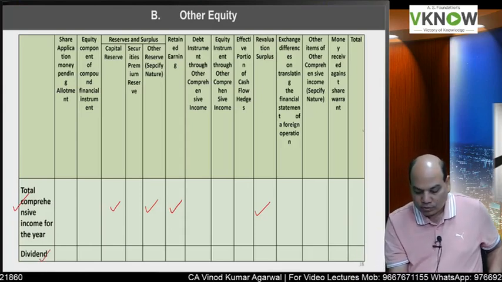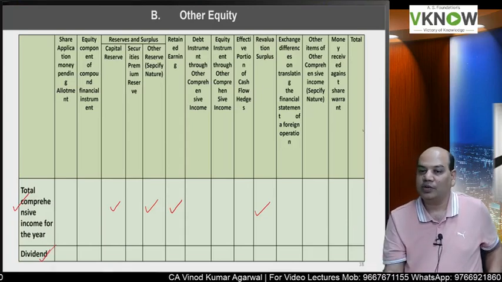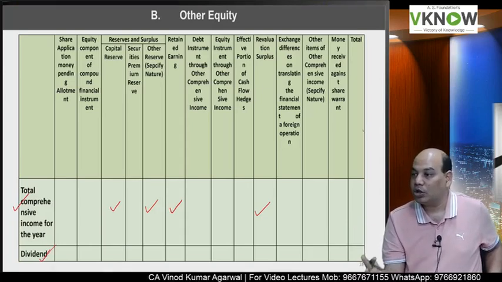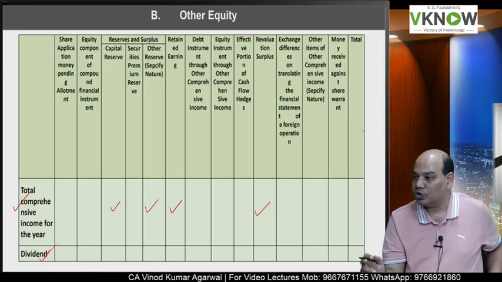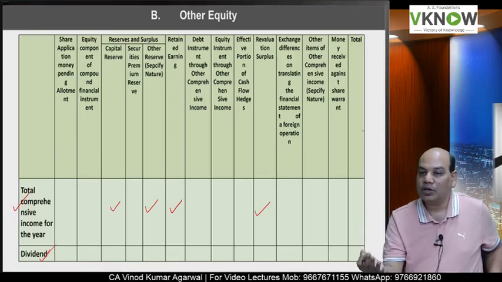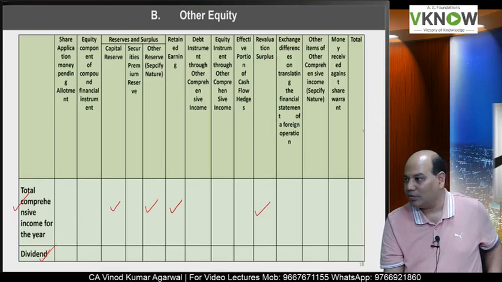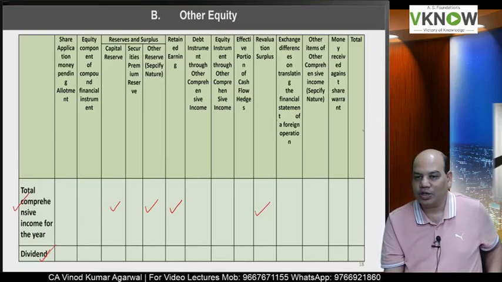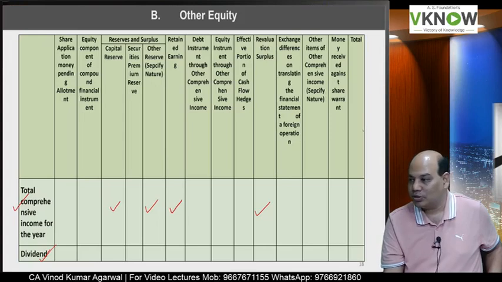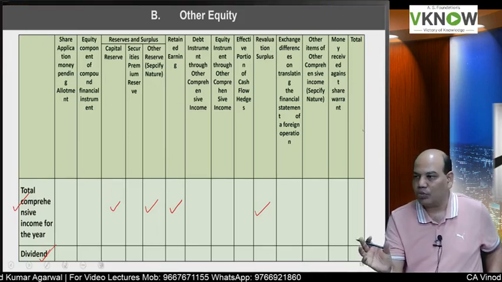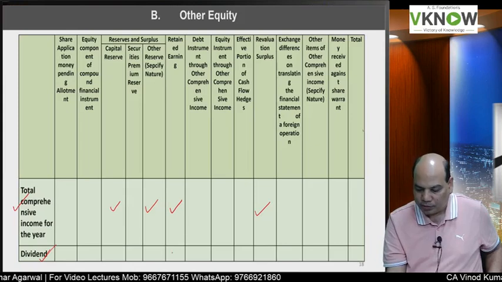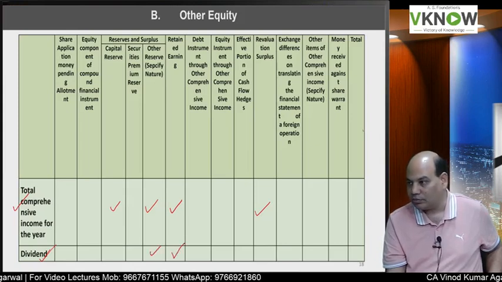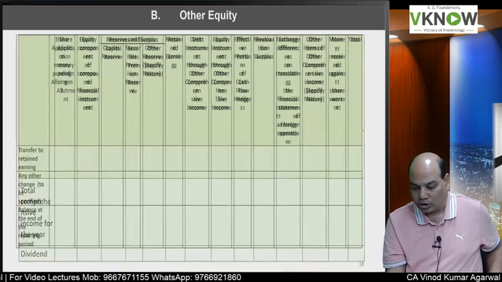If you have declared or paid any dividend, declared or paid, not proposed. Proposed dividend will come only after it is declared and paid. Only proposed dividend is not a liability, hence not accounted, only disclosed. But dividend declared or paid will be deducted from the reserve from which you have paid it. Usually it is paid from retained earning or general reserve. So deduct in that column.